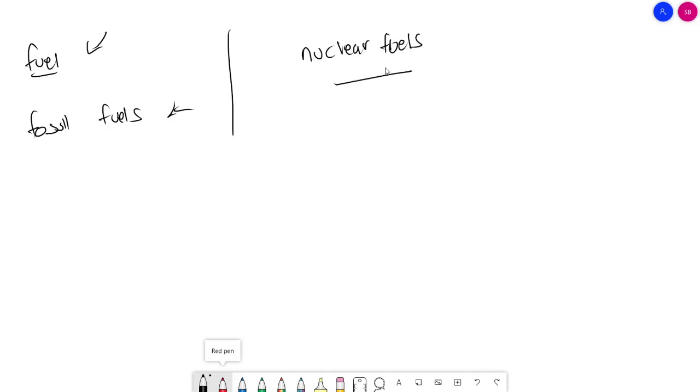Nuclear fuels, on the other hand, are not burned. Instead they contain something called radioisotopes, which are unstable atoms, and over time they break down naturally, giving out radiation, which is a lot of energy. And this is stored or made in the nuclear power station. I'm sure you've heard of it. It's very expensive, but it gives out a lot of energy.